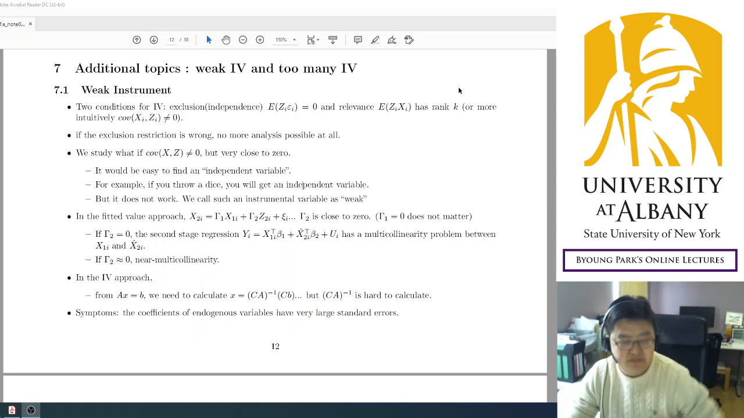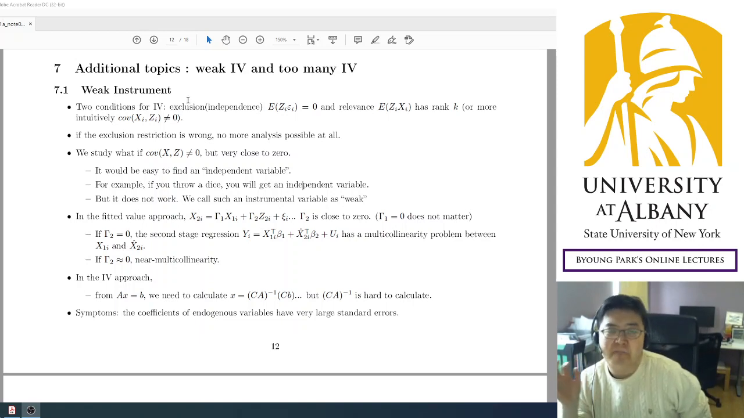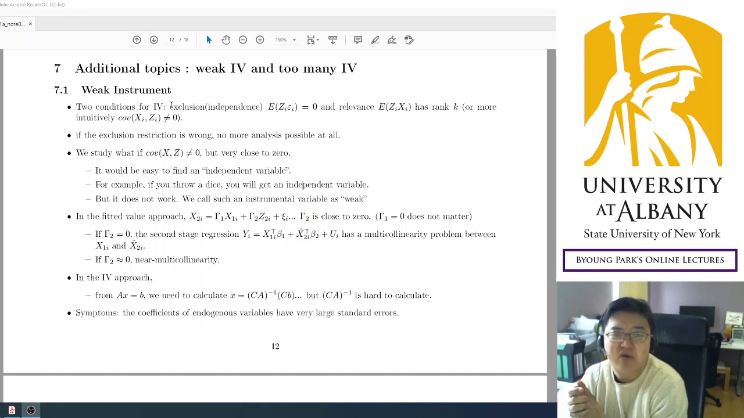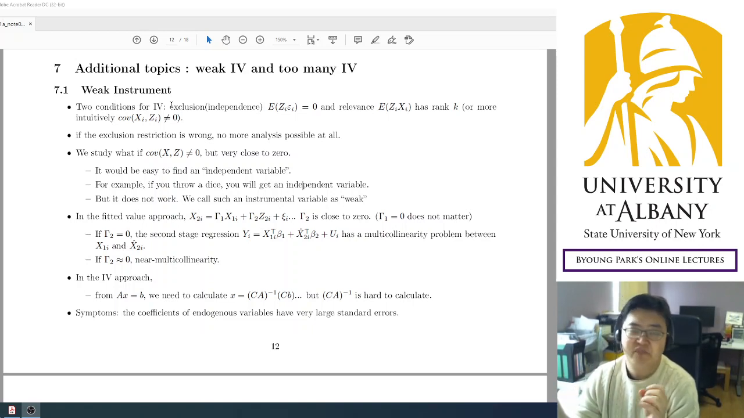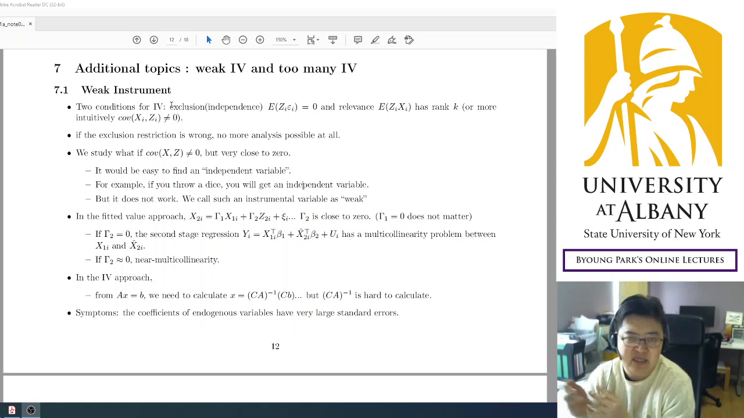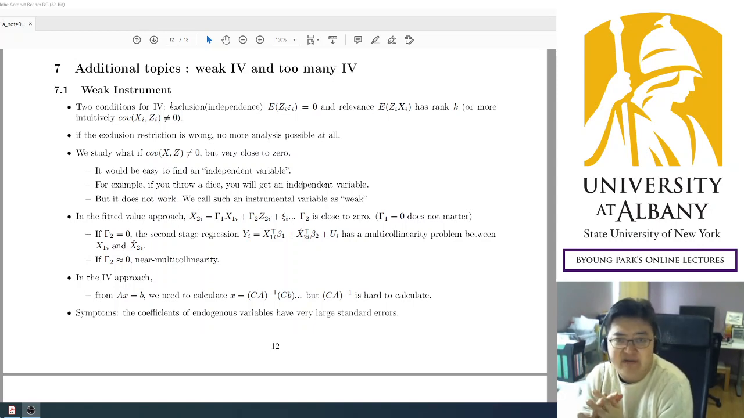Usually most of the attention is paid on the exclusion restriction. Without the exclusion restriction, you cannot do anything. When z is correlated with epsilon, then it is just another endogenous variable. So that's the end of the discussion. So the exclusion restriction is really important, and you need to check if it satisfies the independence or not.